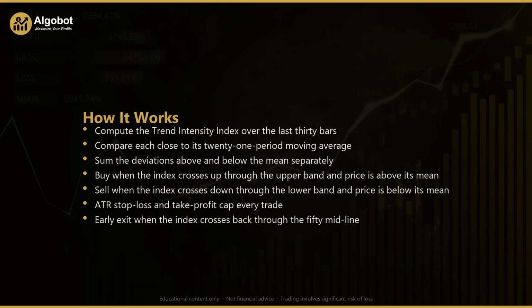The upper band defaults to 65. The lower band is simply its mirror, 100 minus 65, which gives 35. That symmetry keeps the long and short sides balanced. The midline sits at 50.